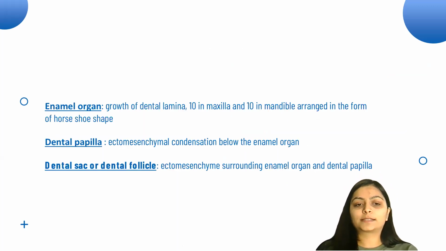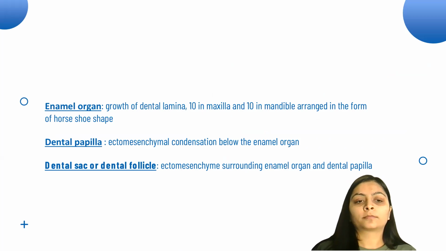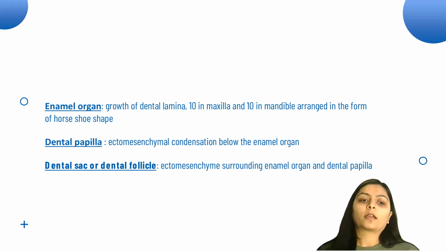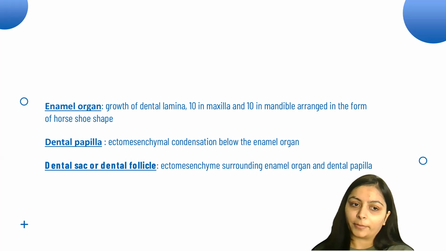First, I will describe some basic terminology that we are going to see in our presentation. First, enamel organ. What do you mean by enamel organ? Growth of dental lamina is known as enamel organ. The dental lamina, in maxilla and mandible, is arranged in a horseshoe shape. Then dental papilla. What do you mean by dental papilla? It is the ectomesenchymal condensation below the enamel organ. Then dental sac or dental follicle. It means the ectomesenchyme surrounding the enamel organ and dental papilla.